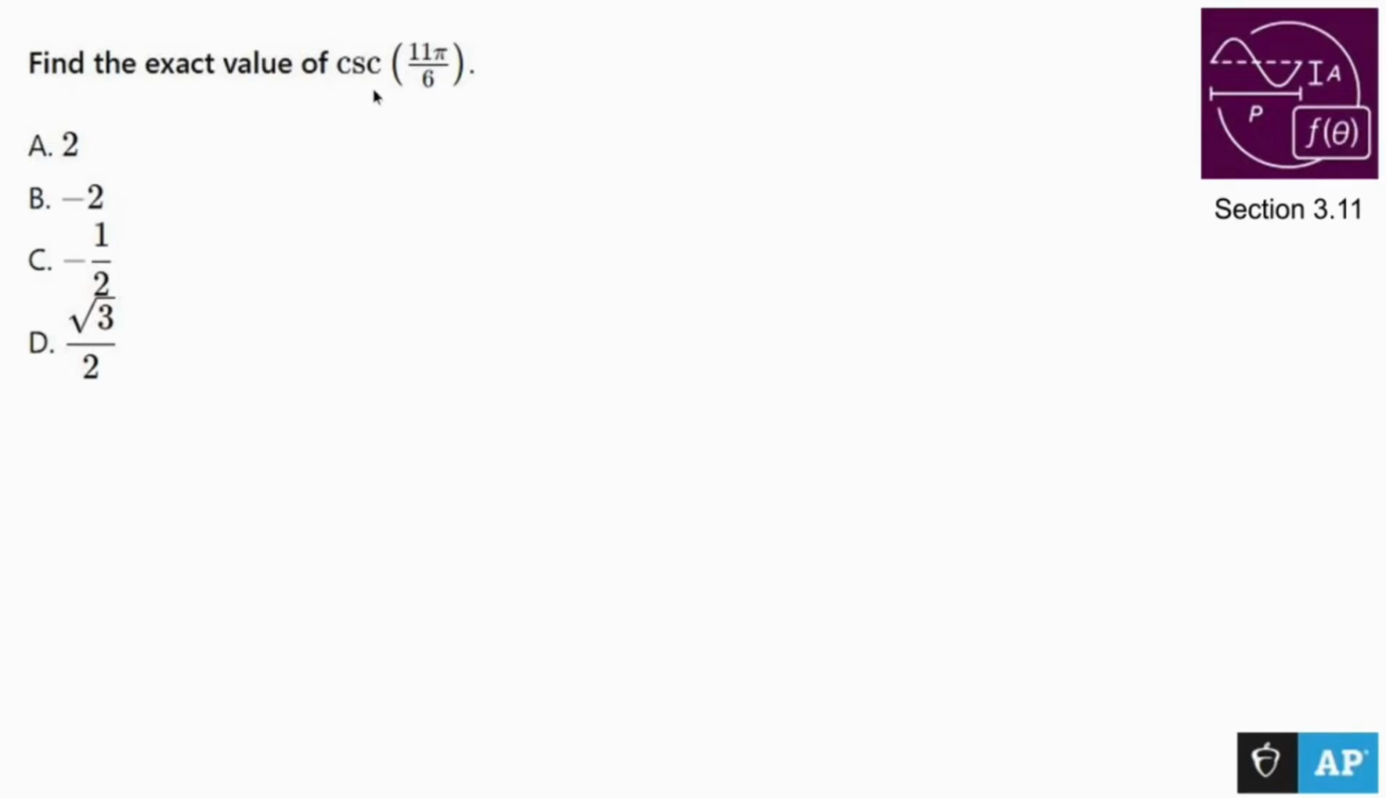Find the exact value of cosecant 11 pi over 6. Well, cosecant is the same thing as 1 over sine, right? So cosecant 11 pi over 6 is the same thing as 1 over sine 11 pi over 6.